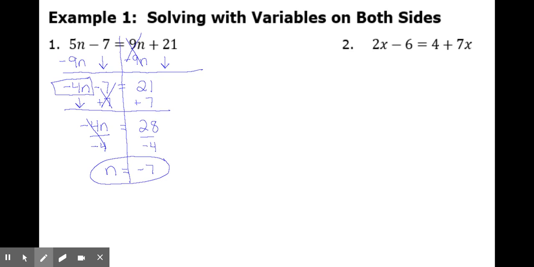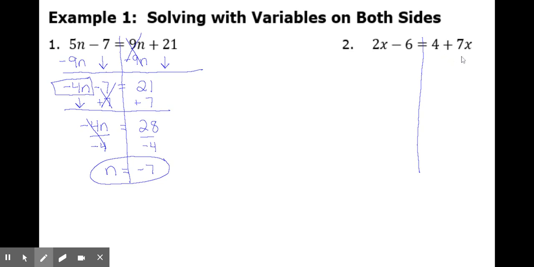Let's try problem number 2. This is a you try problem, so the video will pause to ask you questions as we go along. So I will draw my line down the middle, and first I'm going to look to see, can I simplify? Is there anything I can simplify on the left-hand side? No, there's no parentheses, and these are not like terms. Is there anything I can simplify on the right-hand side?